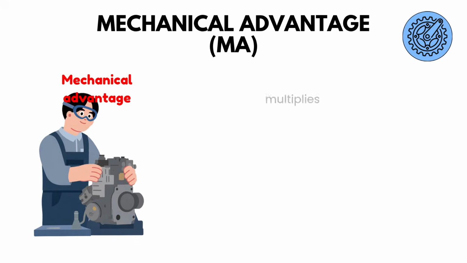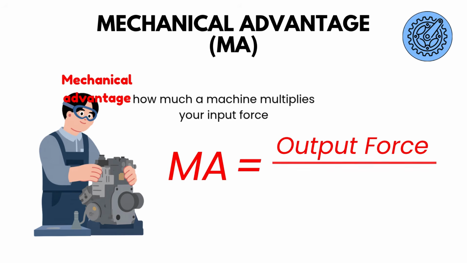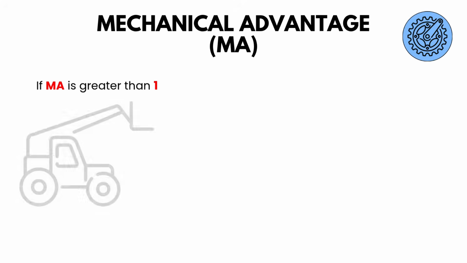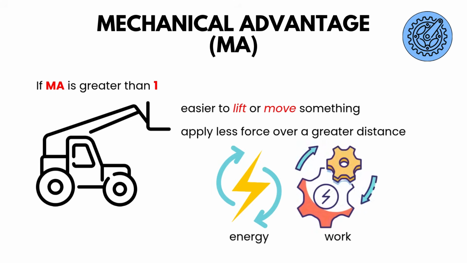Mechanical advantage. Mechanical advantage measures how much a machine multiplies your input force. It's defined as MA equals output force divided by input force. If MA is greater than 1, the machine makes it easier to lift or move something. You apply less force over a greater distance. The MCAT might give you this ratio directly or test your understanding through energy and work relationships.